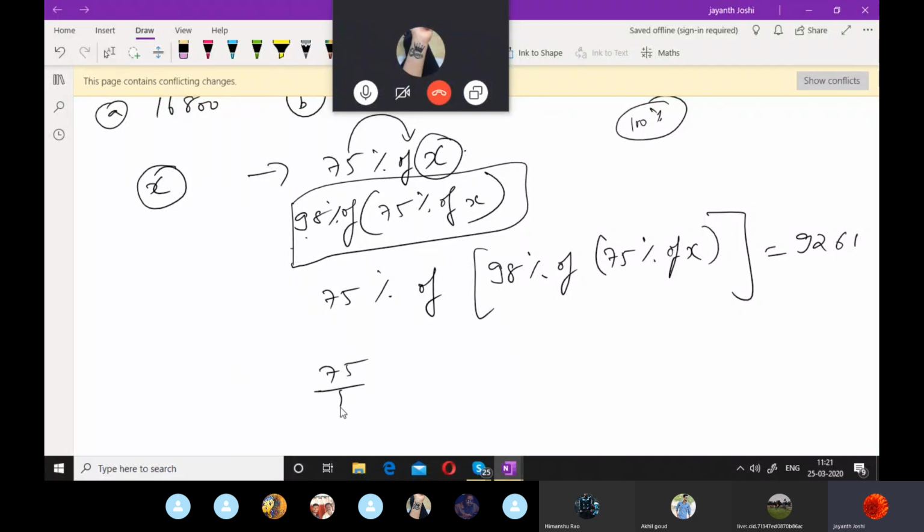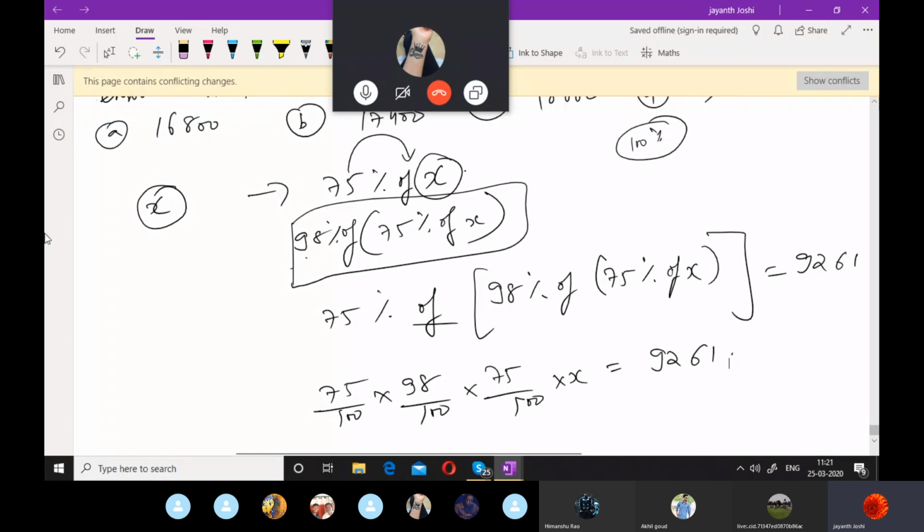So 75 by 100 into 98 by 100 into 75 by 100 into x is equal to 9261. So instead of doing a big calculation, what I recommend you is take the first option, 16,800, in place of x, and try to cancel out and find LHS equal to RHS. Come on, do it fast. Then we'll go for the next question.